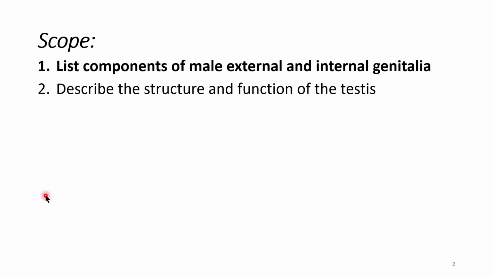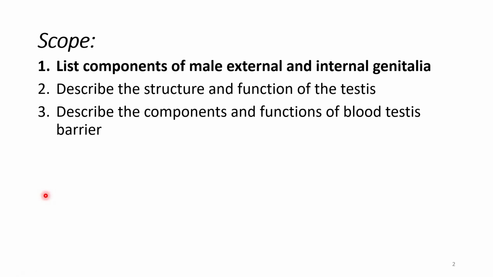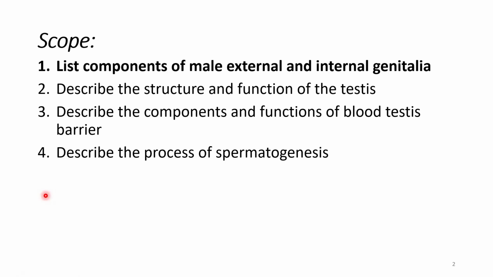And then after that, we'll also look at the structures and the functions of the testes, the glandular part. So what is histological organization, its function. Then we'll be looking at the various components and the functions of the blood-testis barrier. We'll be looking at the process of spermatogenesis. So how does it happen?